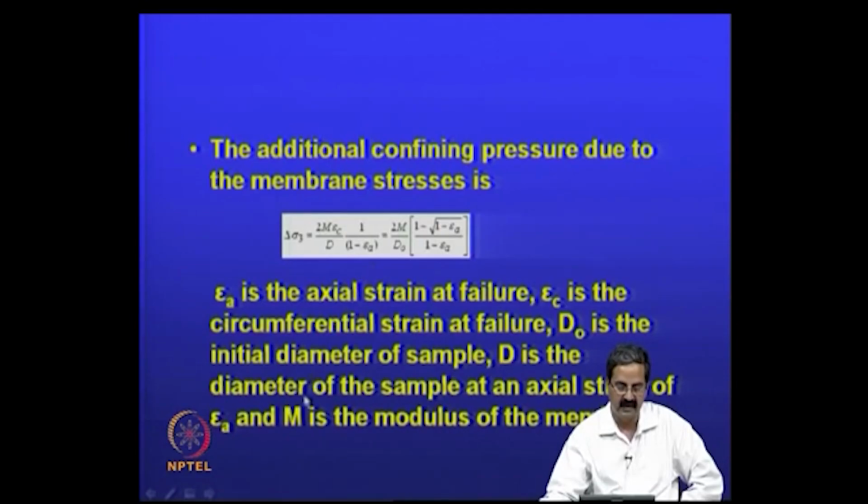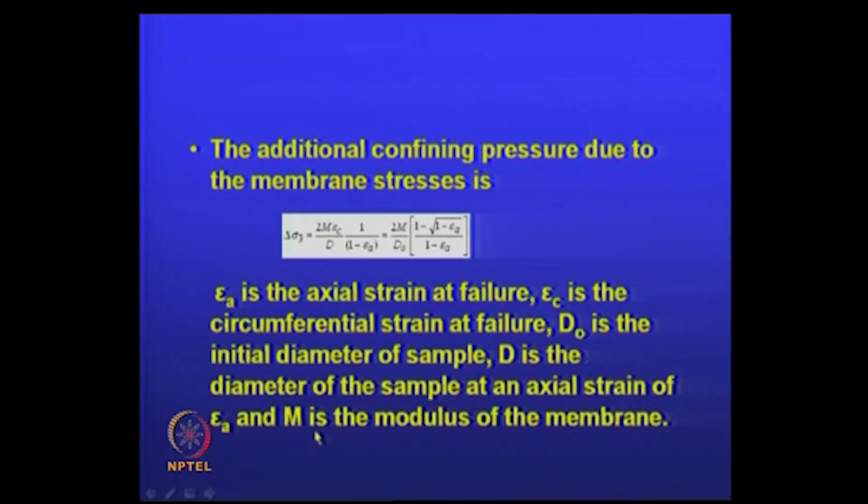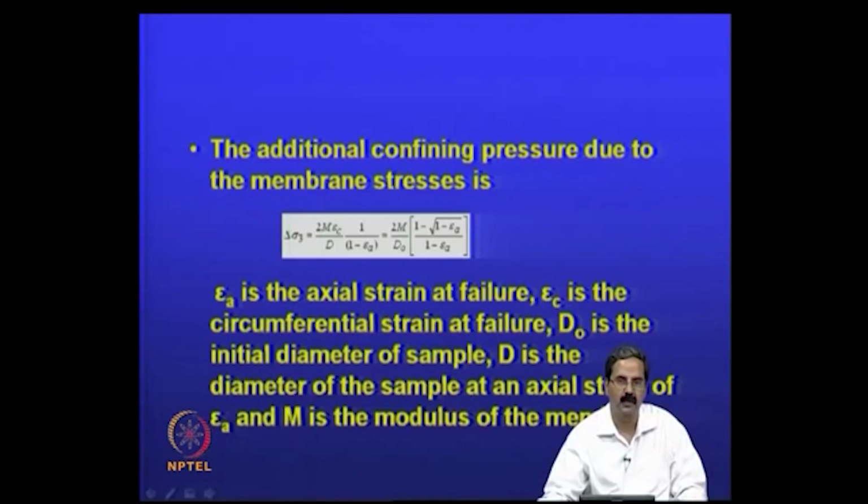That is given in terms of the axial strain of the material, then the circumferential strain as well, and d naught is the initial diameter of the sample, d is the diameter of the sample at an axial strain. So, for example, if it gets expanded to some other strain level, what is that? And M is the modulus of the membrane, the tension modulus of the membrane. Once you have all of this information, it is possible for us to calculate the extra confining pressure. It is an advantage here.